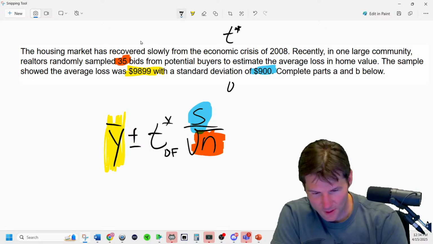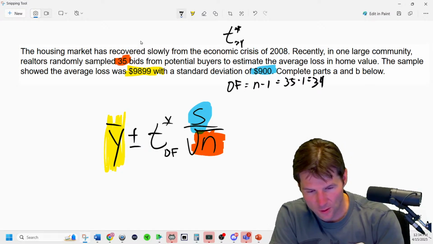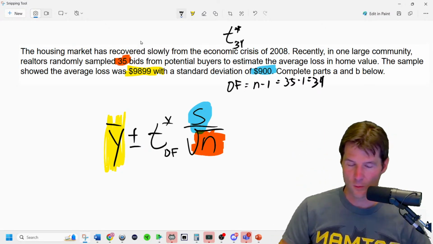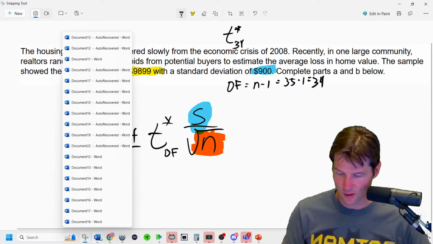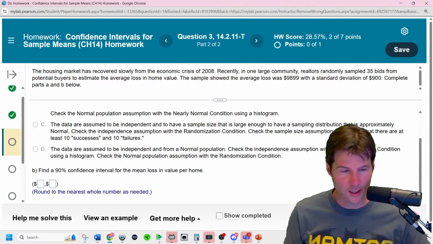DF, great job. The degrees of freedom are n minus 1, which is 35 minus 1, so 34. That means we're dealing with a T with 34 degrees of freedom. And what percent confidence are we doing? Because the T star depends on the percent confidence. So we're building a 90%.